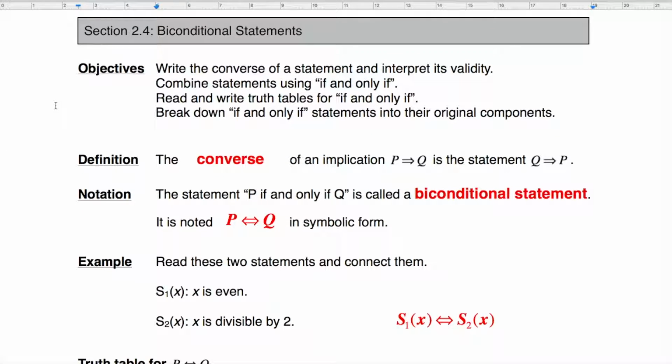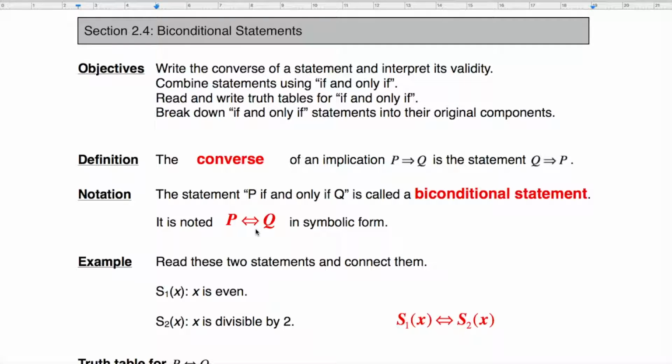The statement P if and only if Q is called a biconditional statement, and it is noted like this in symbolic form. What it means is if P then Q and also if Q then P. So we can combine the statements if P then Q and if Q then P, and if we combine them then we actually get this statement here, P if and only if Q.